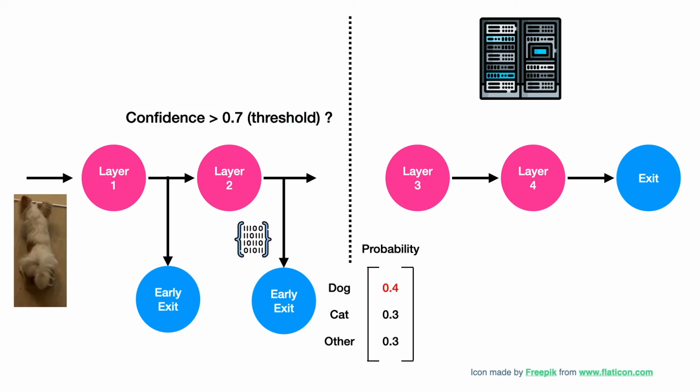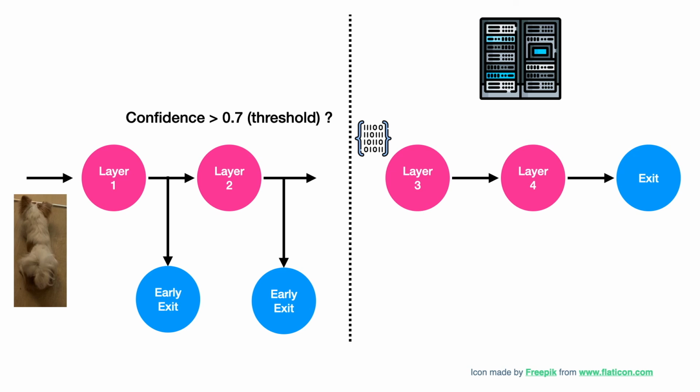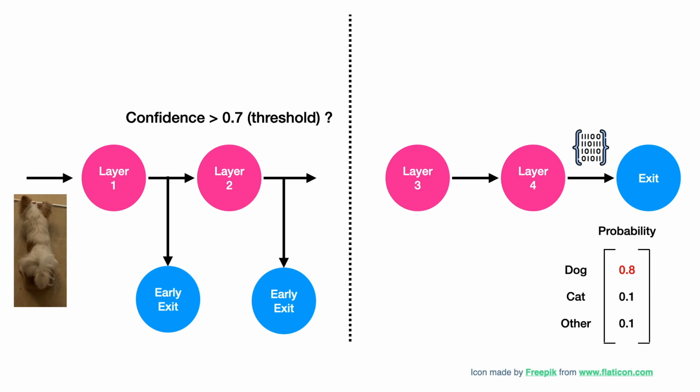A complex image, for example, may reach low confidence on an early exit. And then the data can be sent to the server. The server runs all the remaining layers, achieving a high confidence.